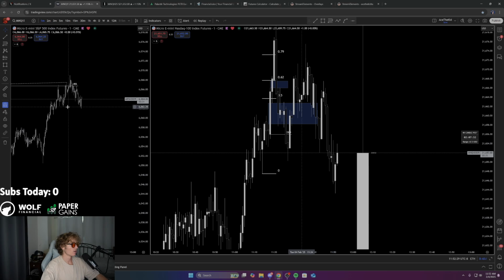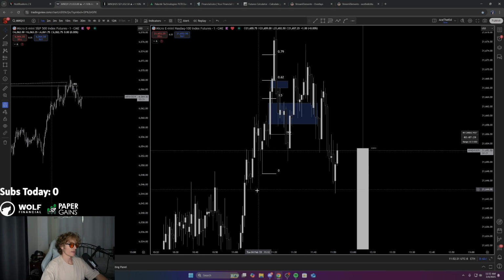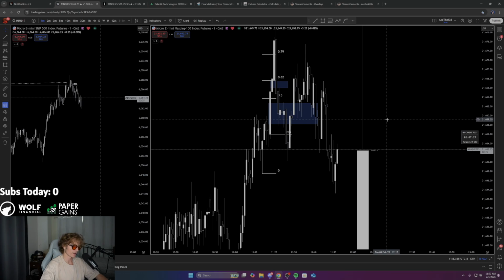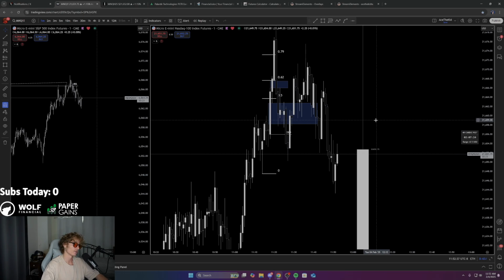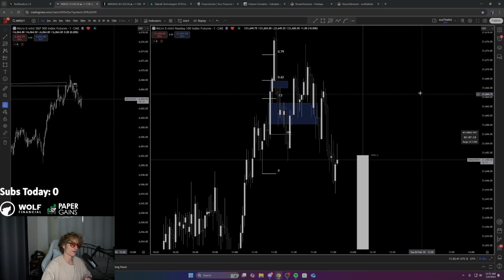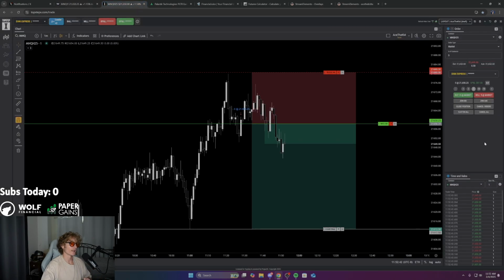If ES holds that higher low and NQ sweeps the low and we get displacement to the upside, a change in the state, that could be a potential internal buy model towards higher time frame buy side. So just be aware.